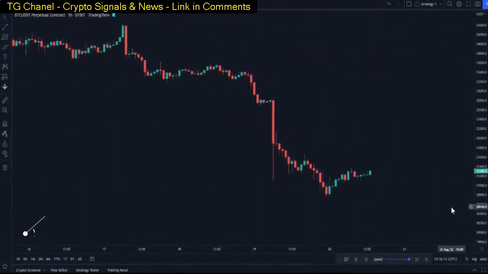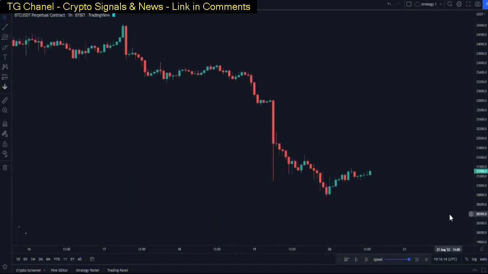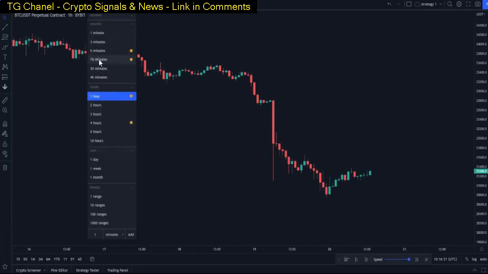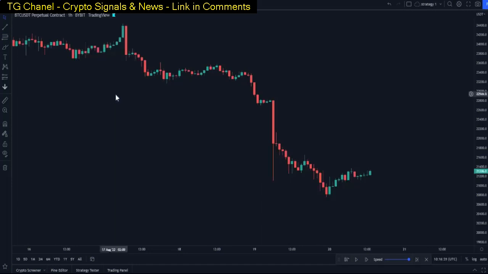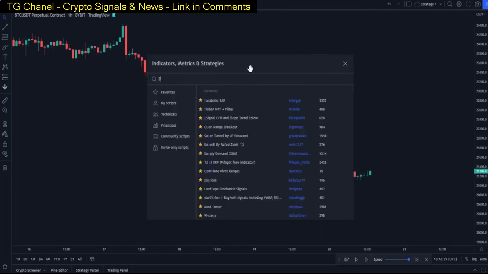The second indicator in this video is the Pokey indicator, which was created by Raphael Zioni. This indicator is a very powerful indicator, especially in avoiding price action and market volatility. It can be used on several frames from 15 minutes to 4 hours, but it is preferable to use it on a 1-hour frame. To find this indicator, we open the indicators box, then in the search field type Pokey.